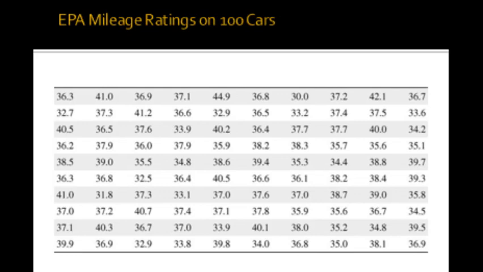This data is EPA mileage ratings for 100 cars. So these are 100 observations. As you can see, we can hardly draw any information just by looking at these numbers. We have to make it more meaningful, more useful, and making graphs gives us a better visual idea of what these numbers represent.